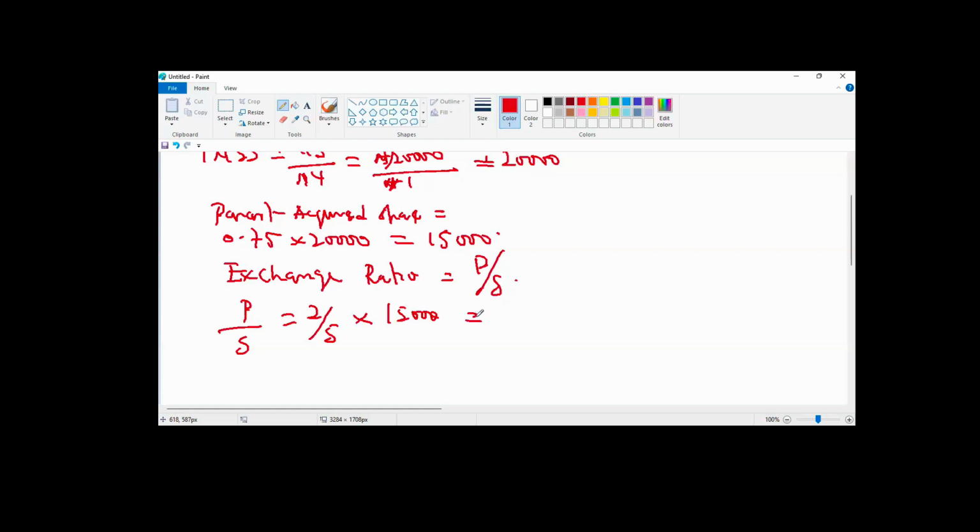I will now ask the question. What is the market price per share? This will give me 6,000. What is the market price per share of the parent? See how we apply the share consideration. What is the market price per share of the parent? The question will tell us.